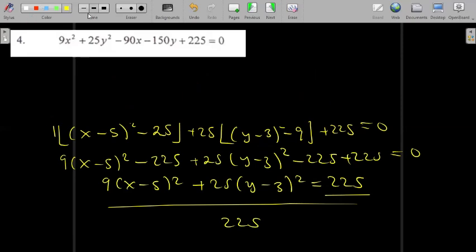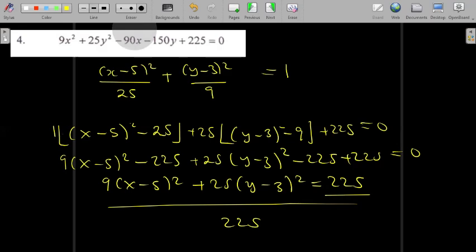So I'll get that, this side, I just get 1. And when I check the other one, here 9 divides into 225, that's 25 times. So I have x minus 5 squared over 25. Then I'll have plus, that will be y minus 3 squared over 9. So this is what I get.